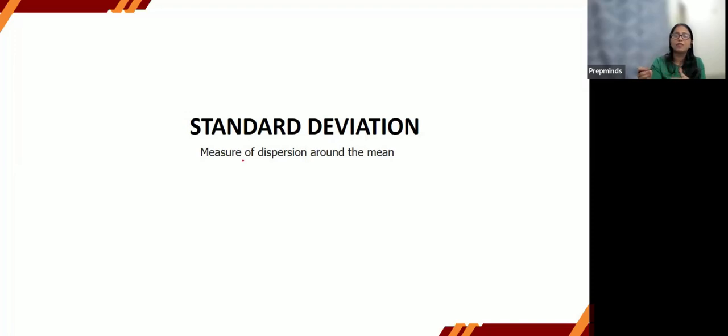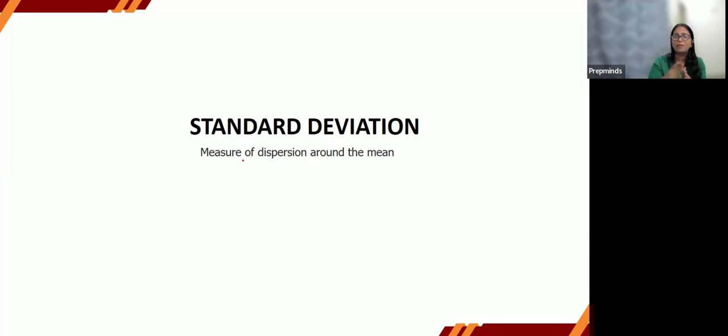Now, how does it take care of all the numbers in the data set? Standard deviation tells you how much each number in the set is away from the mean of the set, right? So whenever we have to find the standard deviation, the first thing is we need to figure out the mean. The second thing is we need to figure out how much each number in the set is away from the mean. And that is how we find the standard deviation.